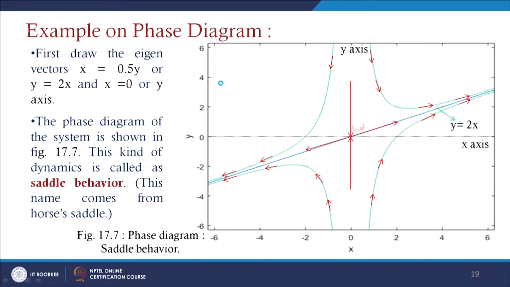So, that is why these values are taken away from this point along the x axis. If you analyze the phase diagram of the system, this kind of behavior is called saddle behavior. This comes from the horse saddle, if you see this diagram here. Especially along the y axis, the points are forced towards the point 0 0, but they are taken away along the x axis, since it represents the positive eigenvalue.